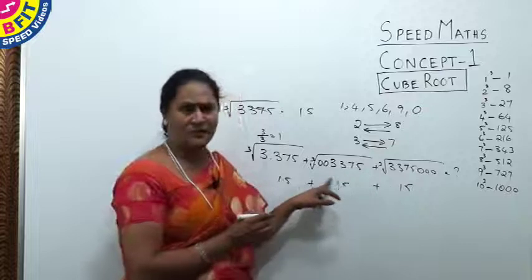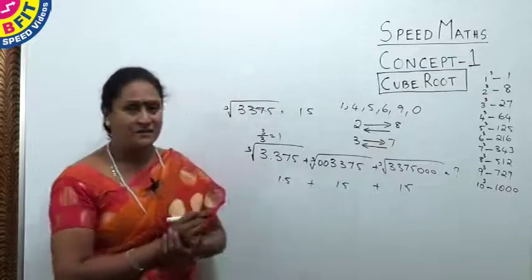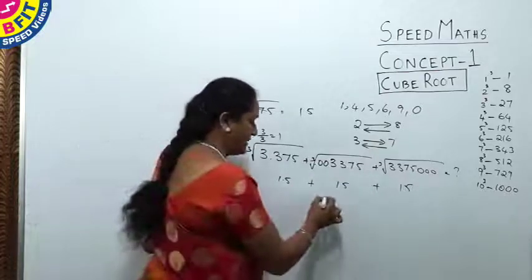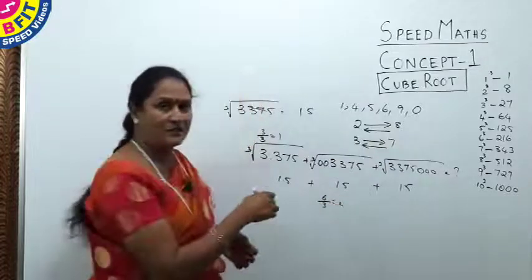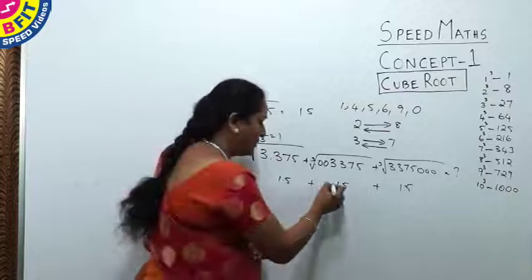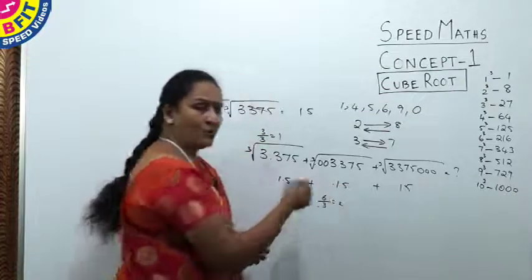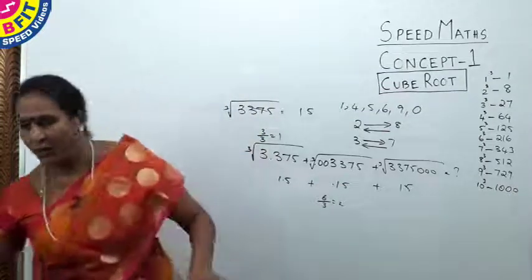And here how many decimal places? 6 decimal places. So this 6 should be divided by 3. It is 2. Now how many decimal places should you have? 2 decimal places. So the point after 2 places: 0.15.